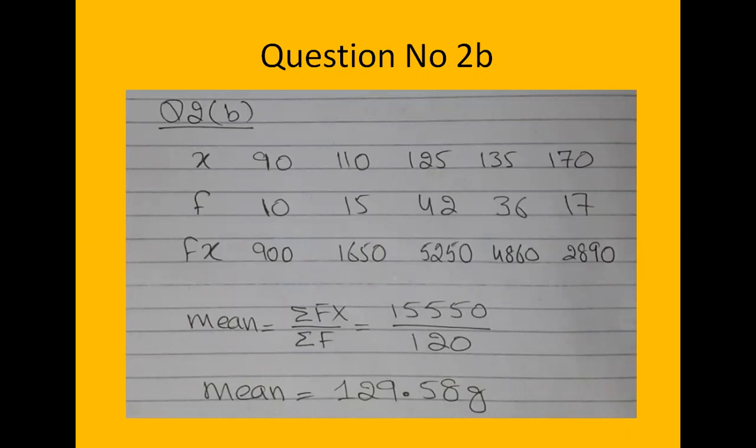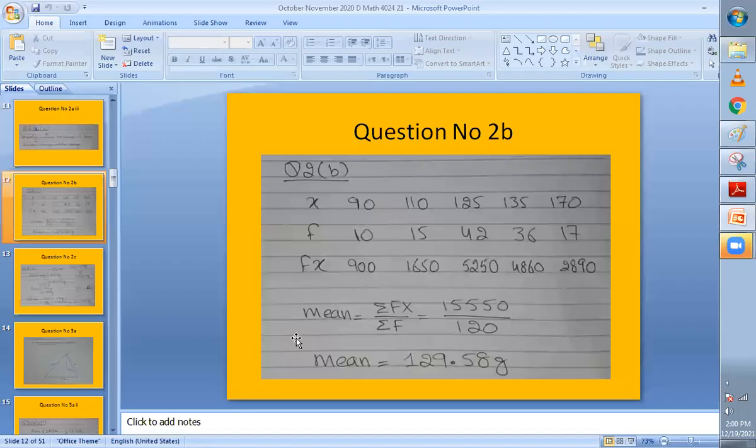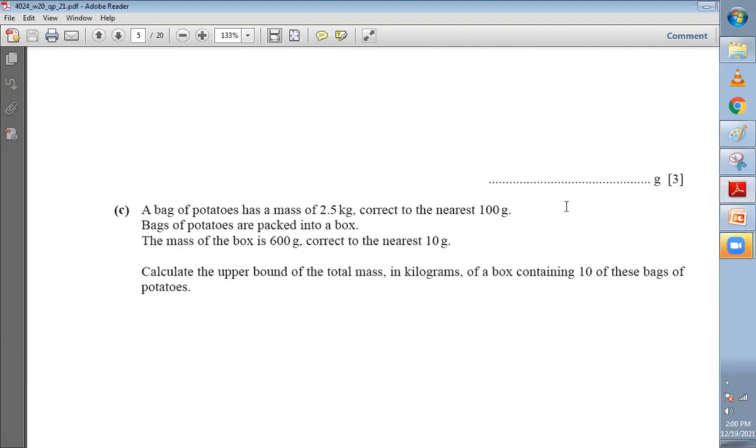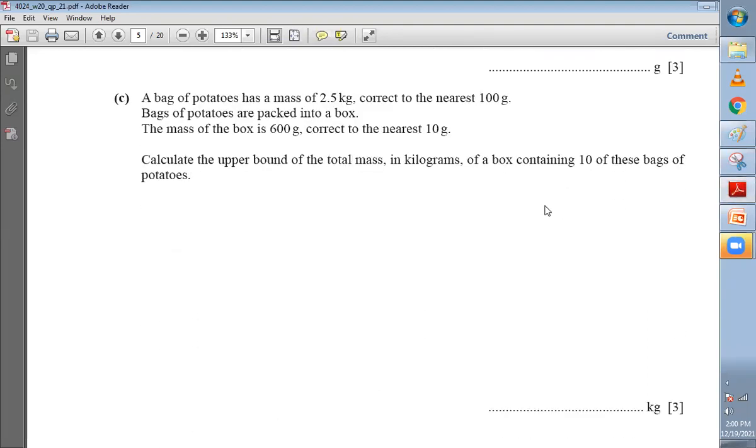129.58 grams. So this is how you will find the mean of this group data. So that was a 3-mark question. I hope you understand. Okay, now another C part, question number 2 and C part.